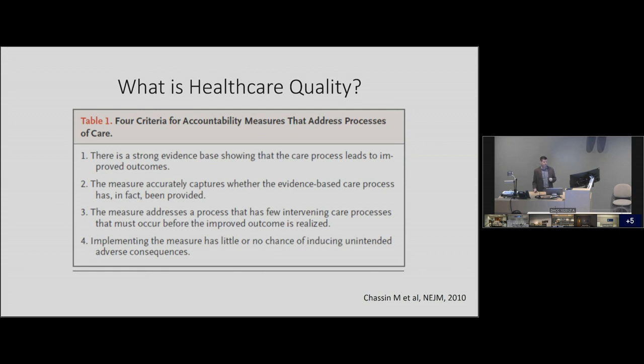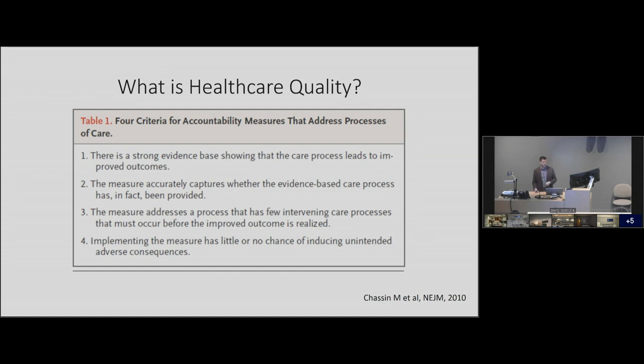The example I like to give is either discharge planning or goals of care documentation, kind of an abstract concept. Just documenting that that's been done, is that actually a representation that high-quality discharge planning or high-quality goals of care have been provided? Not necessarily. And then if you look at the next step, the process has few intervening care processes that must occur. Well, when you think of what the purpose of goals of care planning is, it's to provide patient-centered care and perhaps reduce intensive care at the end of life. Well, there's a lot of steps that have to take place between that checkbox and that patient-centered outcome.